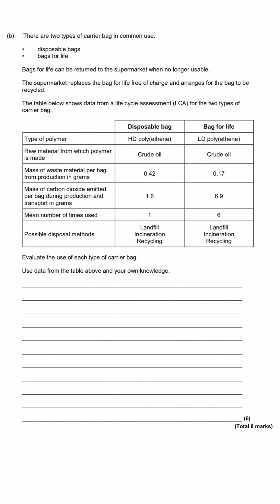And then the question moves on to the life cycle assessment, where we're focusing on the use of high density polythene for disposable bags, but also bags for life. And then we've got some information about bags for life can be returned to the supermarket when they're no longer usable, and then they'll be replaced free of charge, but that's not really very helpful for this question. And then we've got our table full of data, which we'll return to in just a moment, and our command is to evaluate the use of each type of carrier bag using the data and any of our own knowledge to support this answer.